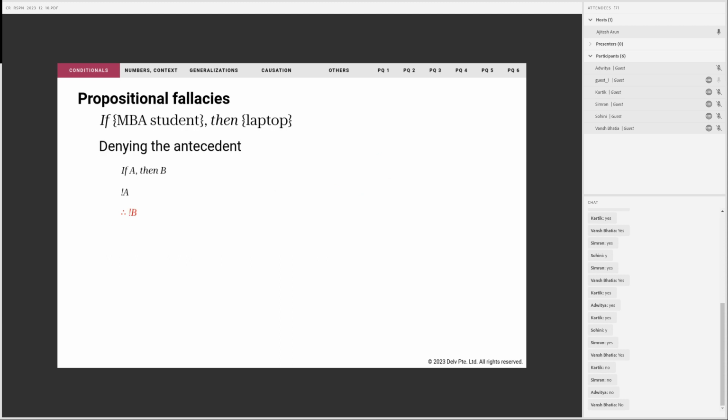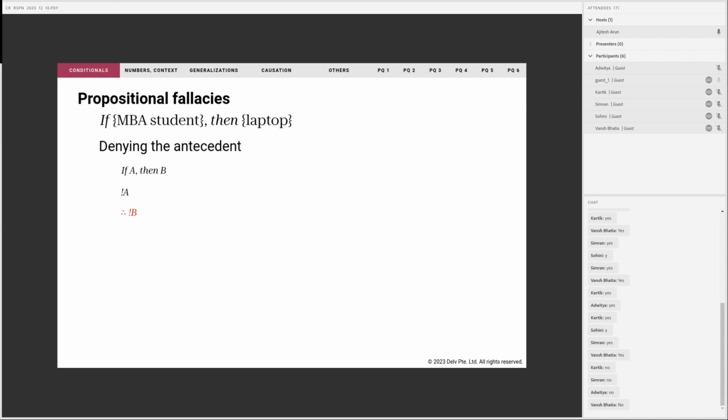All right. Now, what we did a while back is we took a look at something called the contrapositive of a particular statement. What happens if we just directly deny A itself, right? So again, let's start. If A, then B, and we're saying not A is true and therefore not B is true. Let's take a look at what this would mean using our MBA student example.